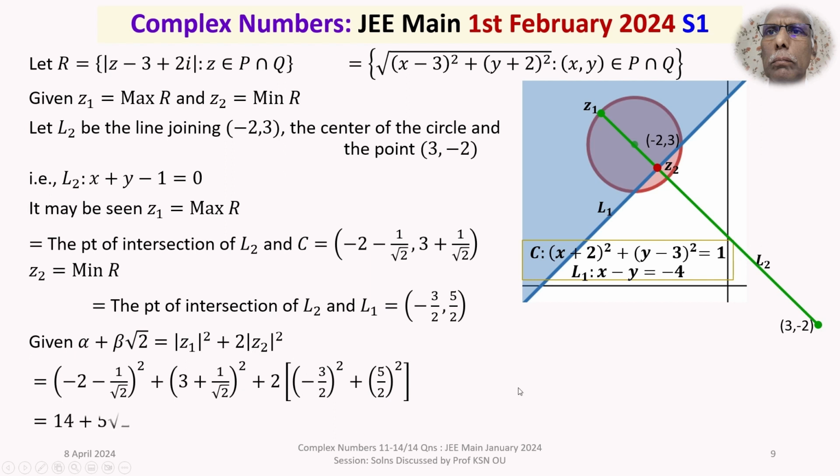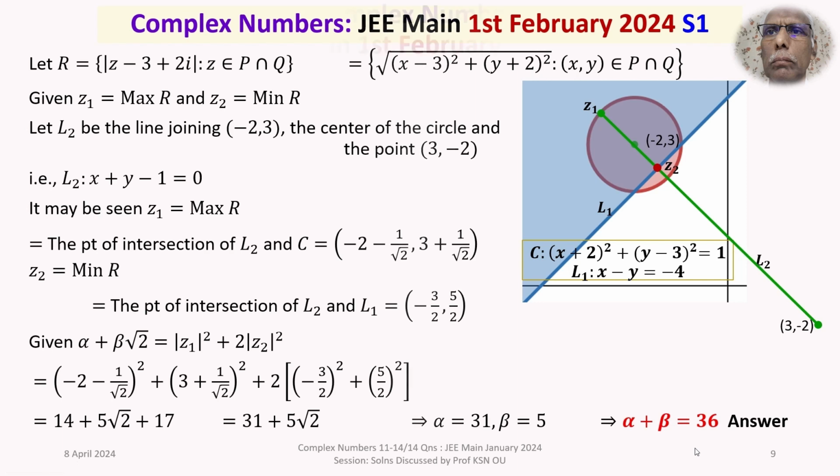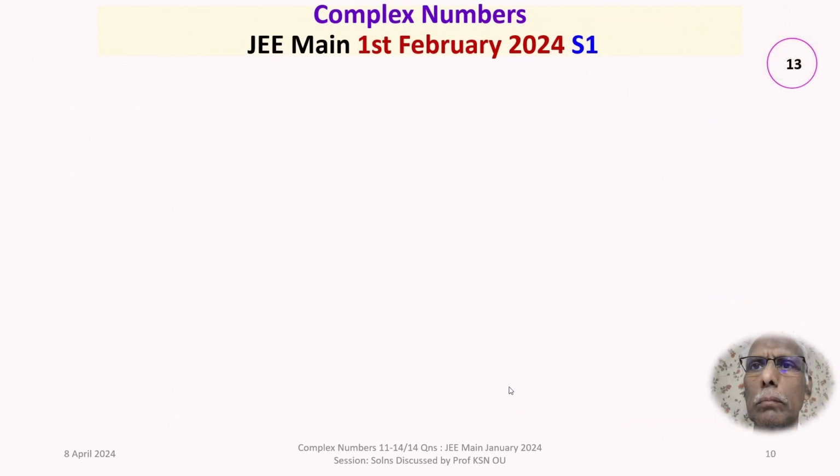And simplify, you will get 31 plus 5 root 2, and that is given to be alpha plus beta root 2. On comparison, you will find alpha is equal to 31, beta is equal to 5. Required to find the value of alpha plus beta, and that will be 31 plus 5, that is 36. So the answer to this question is alpha plus beta is equal to 36, and we move to the next question.